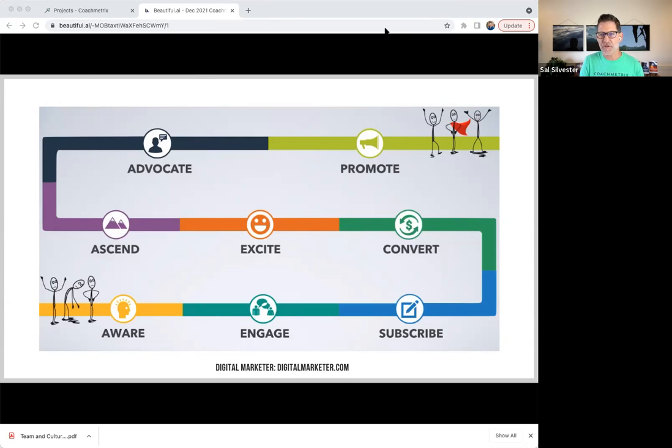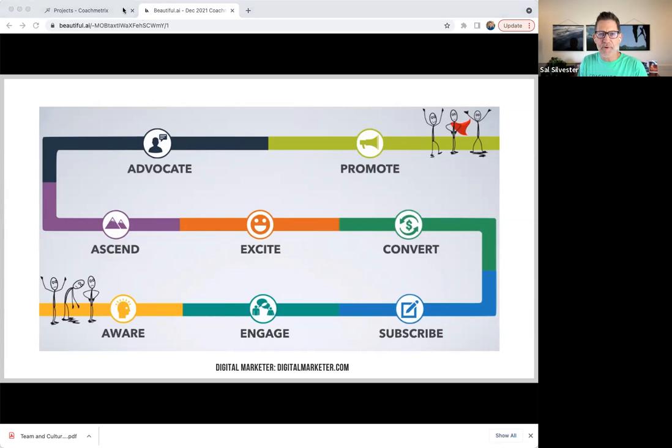And it's a journey that starts with aware, engage, subscribe, convert, excite, ascend, advocate, and promote. And that's the process that we're going to talk about today. I'm going to spend maybe 5 minutes just talking through what each of these steps mean. I'll involve you in that discussion. And then after that, we're going to pause and talk about some strategies for each of our businesses. If we have more people join, we'll break out into some breakout groups. If it's just the five or six of us now, we'll stay here in the main room. So that's where we're headed in this conversation today.